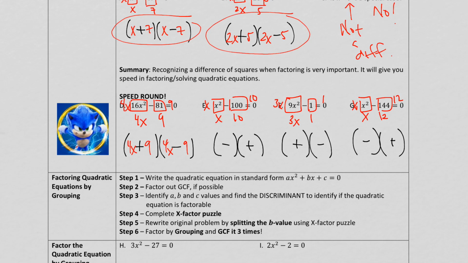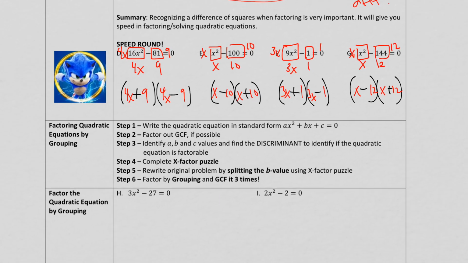For E, it's x plus 10, x minus 10. So that backwards, sorry. For F, it's 3x plus 1, 3x minus 1. And then for G, it's x minus 12, x plus 12. So I can very quickly factor these special cases of quadratics when there's no bx term. It's a difference of 2 perfect squares. Guys, with that, the rest of these examples are just that.